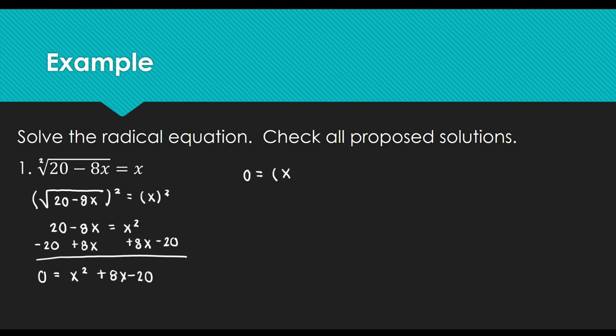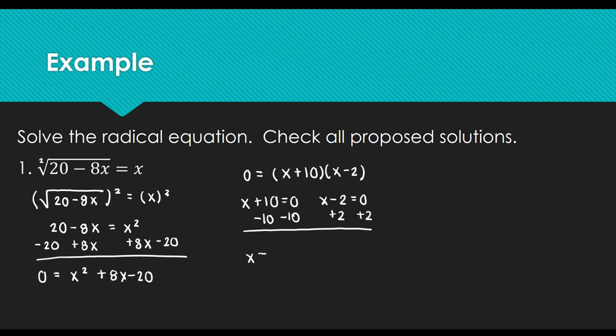I can find two numbers that multiply to negative 20 but add to positive 8. That would be a positive 10 and a negative 2. So then I can set each of those equal to 0 to finish solving for x. So that would mean I have to subtract the 10. I'd have to add the 2. And so my two possible solutions would be x being equal to negative 10 and positive 2.